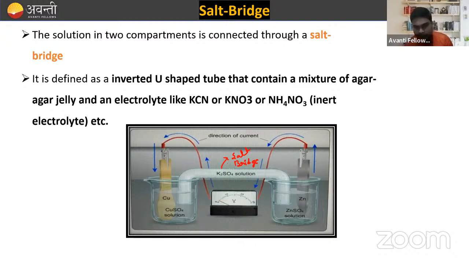As we see in two different beakers, in one beaker we have a copper rod dipped in copper sulfate solution, and in another beaker we have a zinc rod dipped in zinc sulfate solution, and these two solutions are connected through a salt bridge like K2SO4 solution, right? Later we are going to study the role of K2SO4 in detail. This is the basic use of the salt bridge: it is used to connect the two components of the galvanic cell.